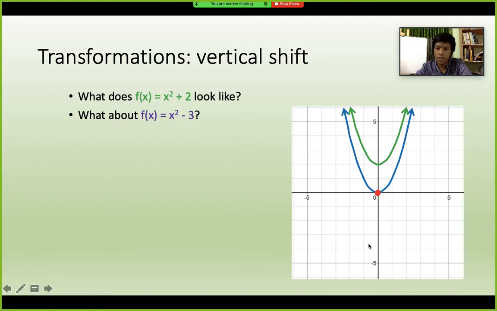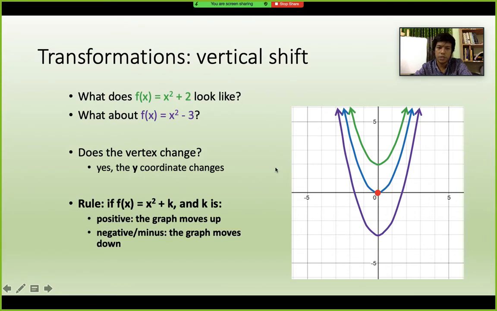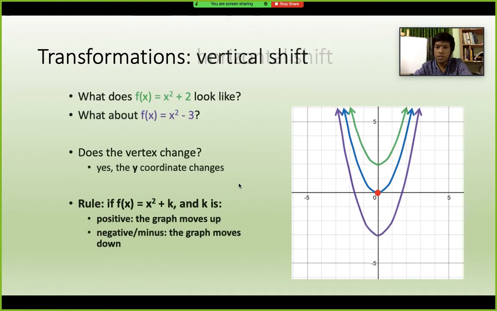So x squared minus 3, the graph will come here. See, the graph is here. Vertex, of course, also changed. Vertex was here, now vertex is here, and now vertex is here. So the vertex actually changes as the y coordinate changes. That's all. So this is the rule. If the value of k is positive, then it goes up. If the value of k is negative, then it goes down. So the previous slide is for up and down shift, which is called vertical shift.